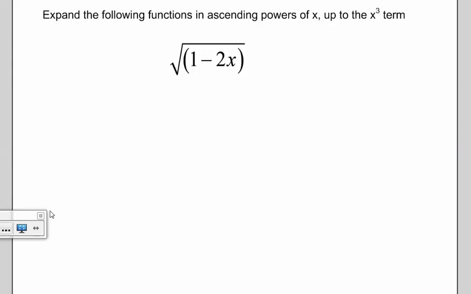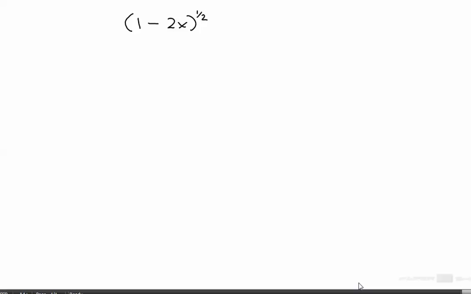So let's have a look at a particular expansion here. We'll do one together, and I'm going to have a look at expanding 1 minus 2x to the power a half, because the square root is the power a half. So let's use our formula. So it's 1 plus nx. So 1 plus, now n this time is a half, and x.